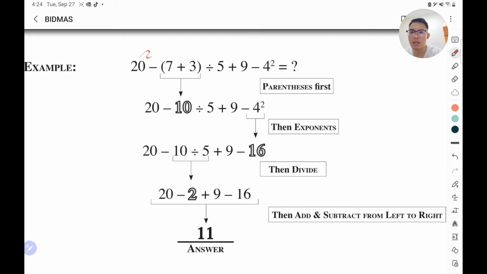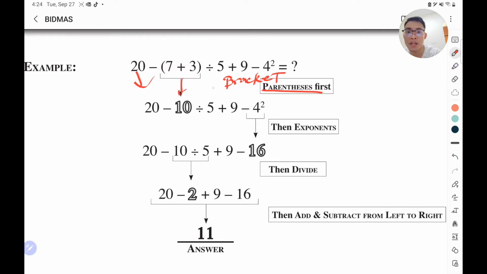First one is 20 minus 7 times the quantity of 7 plus 3, divided by 5, plus 9 minus 4 squared. The first thing that we need to do is to solve whatever's inside the parentheses first, or what we also call bracket. Now what's inside the bracket? We have 7 plus 3, so that's what we have to do first. 7 plus 3 is equal to 10.